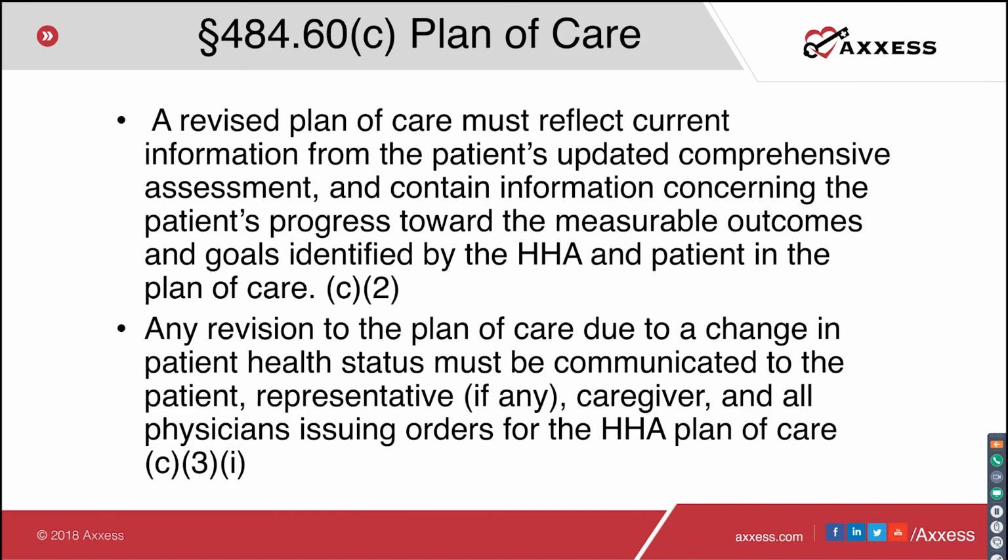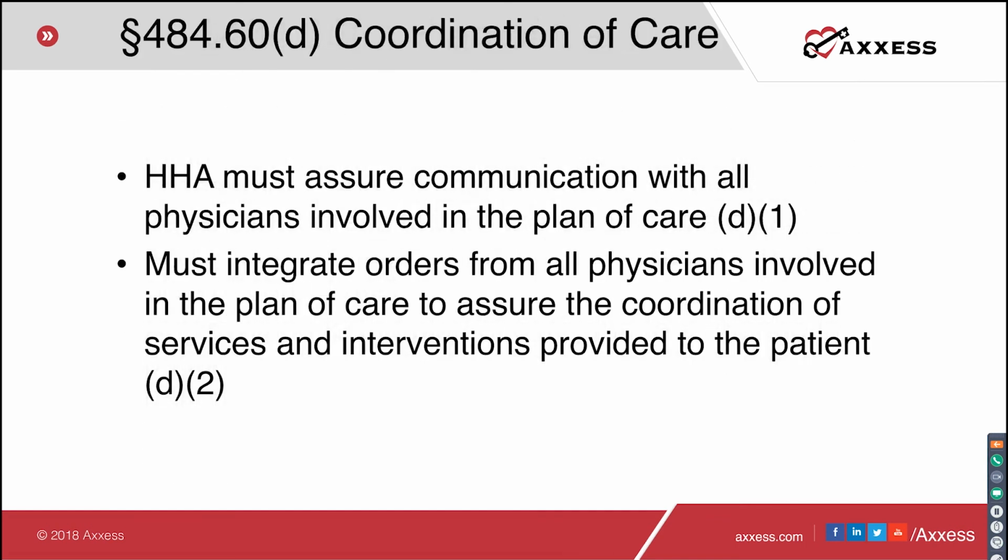Coordination of care is next at 484.60(d). The agency must assure communication with all the physicians involved in the plan of care. Again, it's right there in black and white. You've got to communicate with all the physicians who are giving orders for this plan of care. We don't want the patient to be in a silo and the physicians not knowing what's going on and ordering things that are counterintuitive to the progression that we're trying to do in the outcomes. So we have to communicate with all those physicians involved in the plan of care.